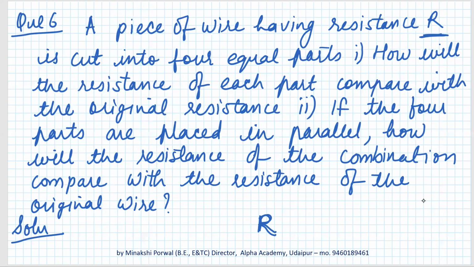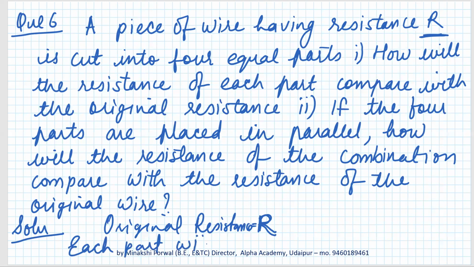A wire having resistance R is cut into 4 equal parts. How will the resistance of each part compare with the original resistance? So we can write, let the original resistance be R. It is cut into 4 parts, so each part will have resistance R by 4.